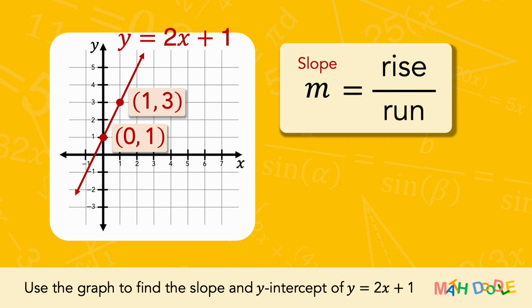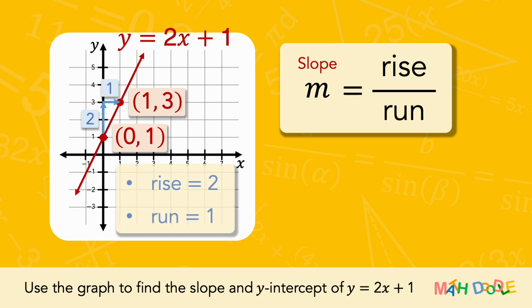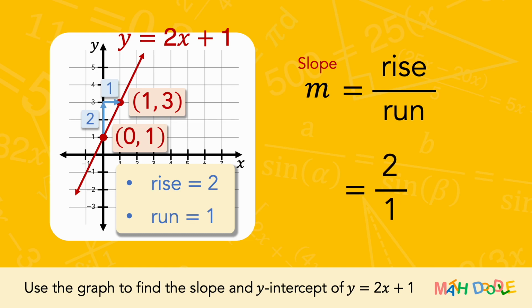From the graph, we can see that the line has a rise of 2 units, and a run of 1 unit. So, the slope of the line is 2 over 1, which is simplified into 2.